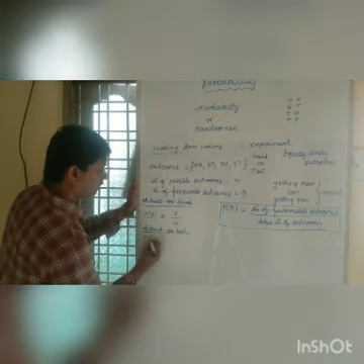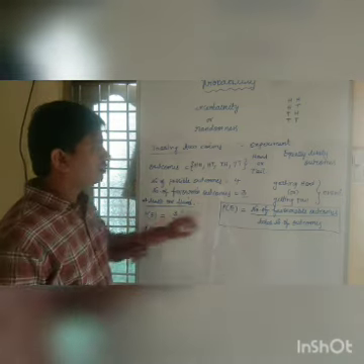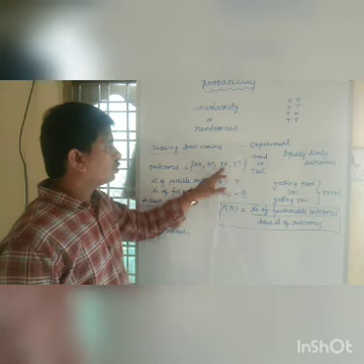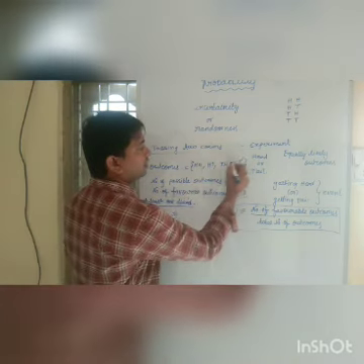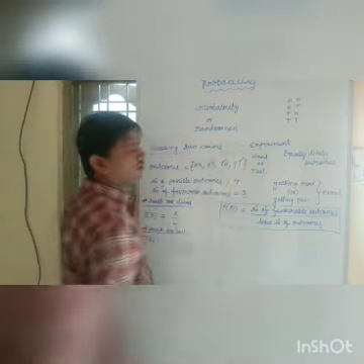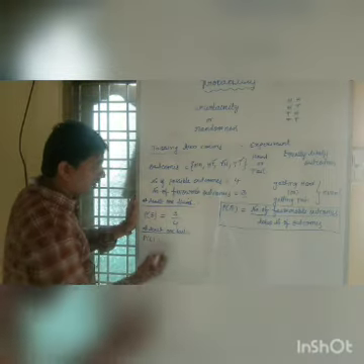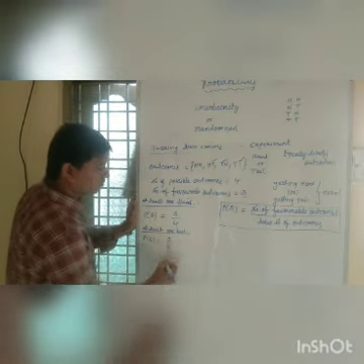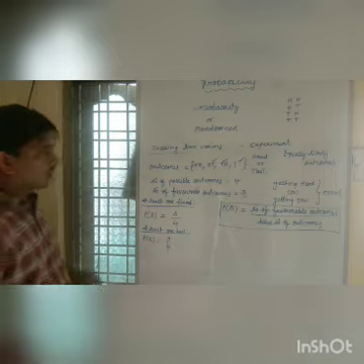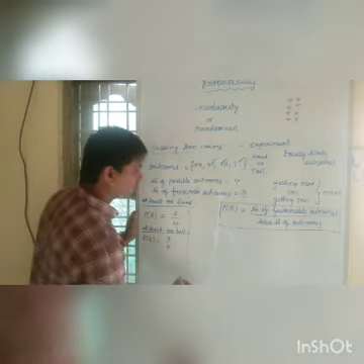That is P of E, at least 1 tail. 1, 2, 3. Here we have 1 tail. Here we have 1 tail. Here also we have 1 tail. At least 1 tail, that is 3 by 4. Now coming to my third event.